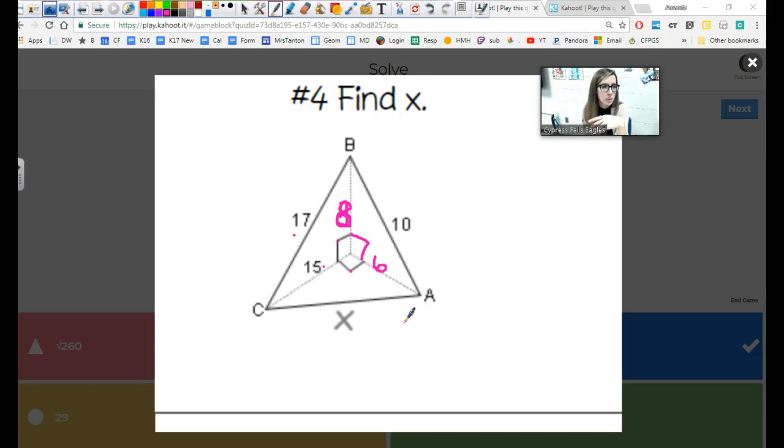Even if you didn't know your triples, time me. How long does this take? Ready? 17 squared minus 15 squared. Enter. Square root of 64. Enter. It took me 6 seconds or something. Even if you didn't know the triple, you should be able to put the Pythagorean theorem into your calculator very quickly if the answer is a whole number.